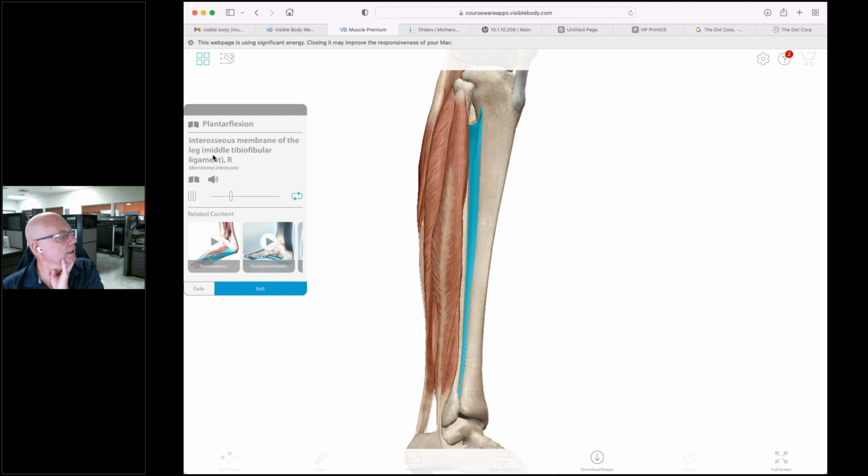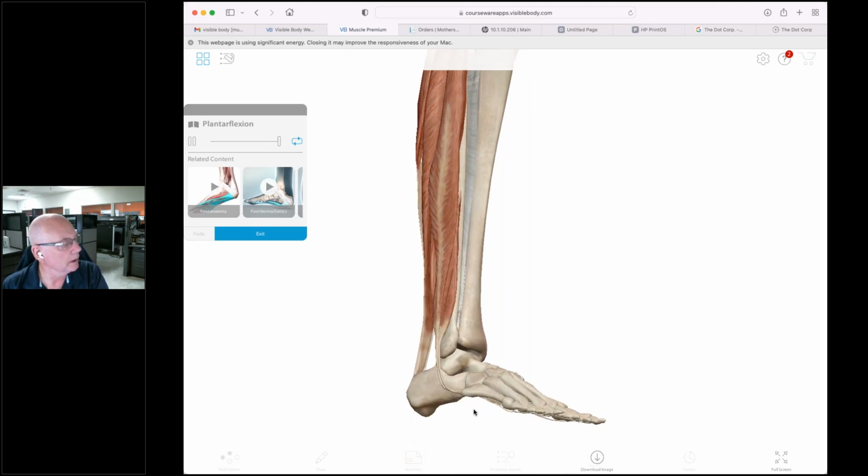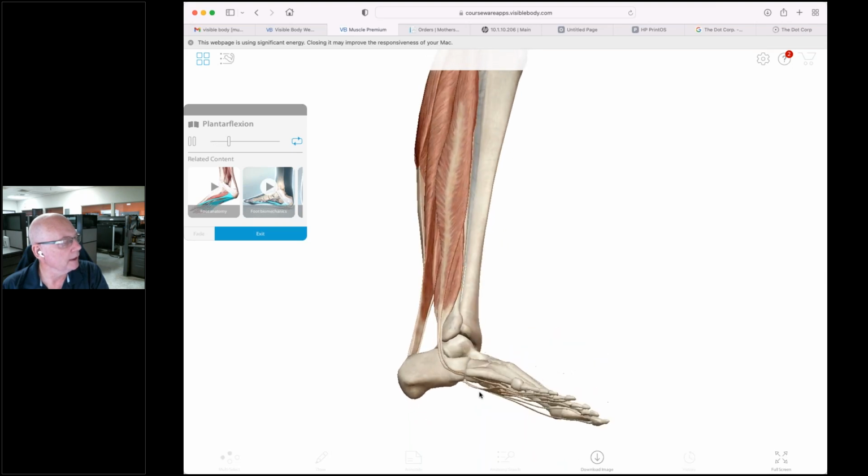And it does say, wow, interosseous membrane of the leg, the medial tibia. Oh, yeah, you don't need to know that. Anyway, bring it up a little bit.